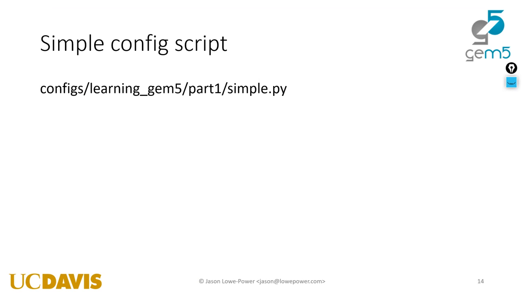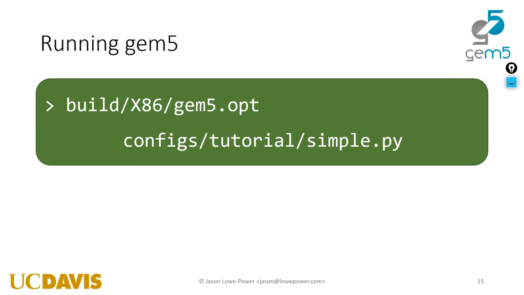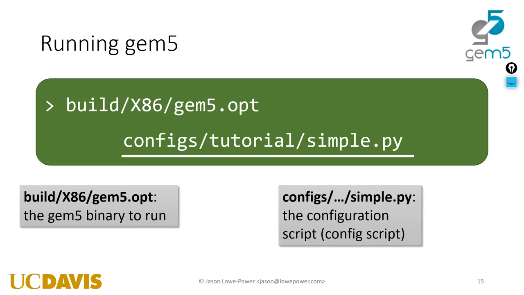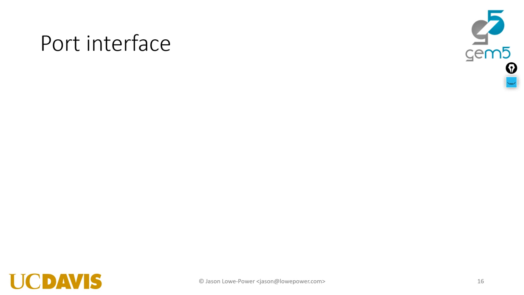Good question. Okay, so we created this simple config script, which if you look at configs learning gem5, you'll see the same config script that we just wrote, but with more comments. And a couple other comments here. So this is the binary we want to run. That could have been .fast or .debug if we'd built those. And again, this interface isn't so much the command line. The interface is this script that you pass to gem5. And you can do some really powerful things with these scripts.